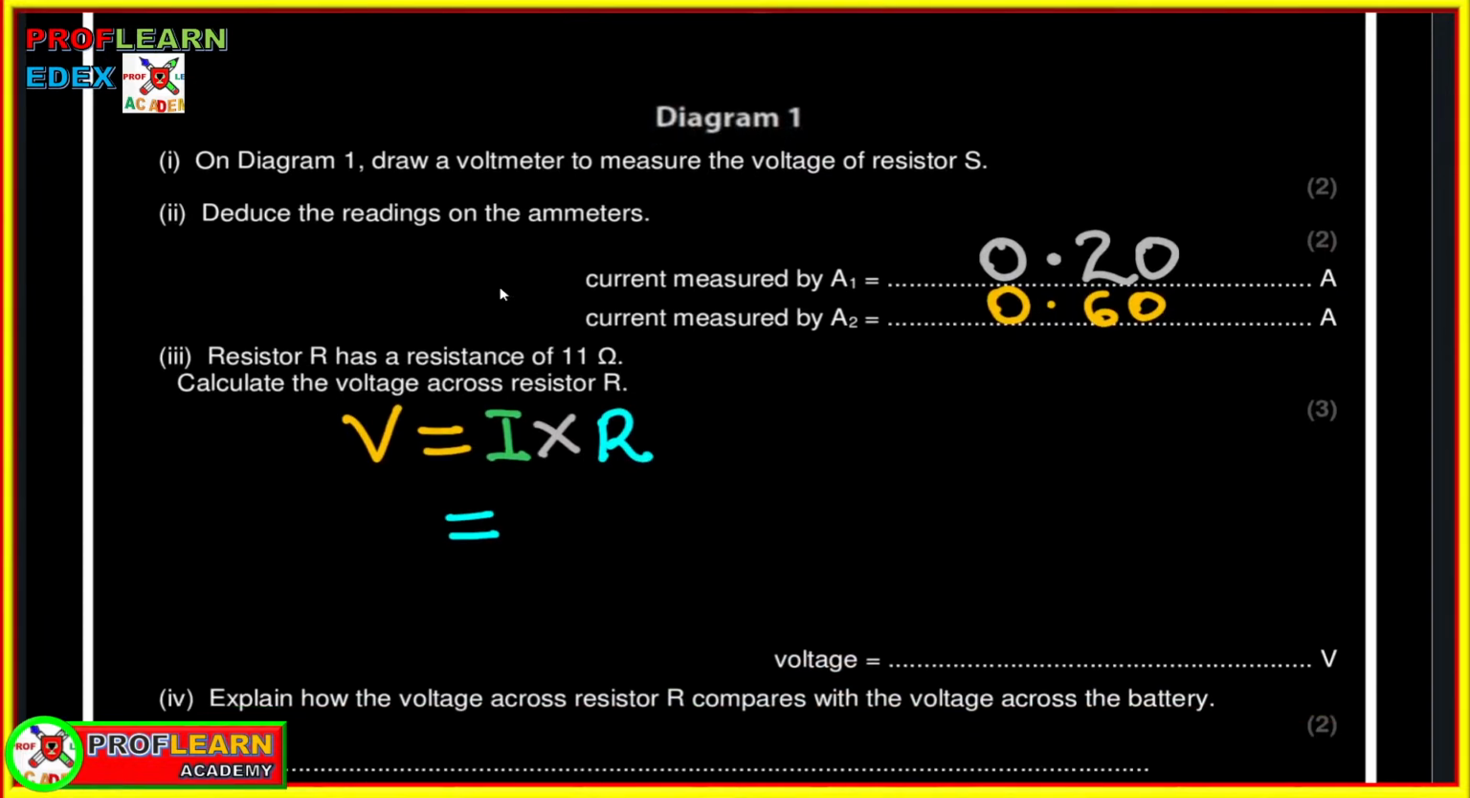Since the resistance is 11 and the current that goes that side is 0.4, 0.4 times 11 translates to 4.4 volts. So this is 4.4.